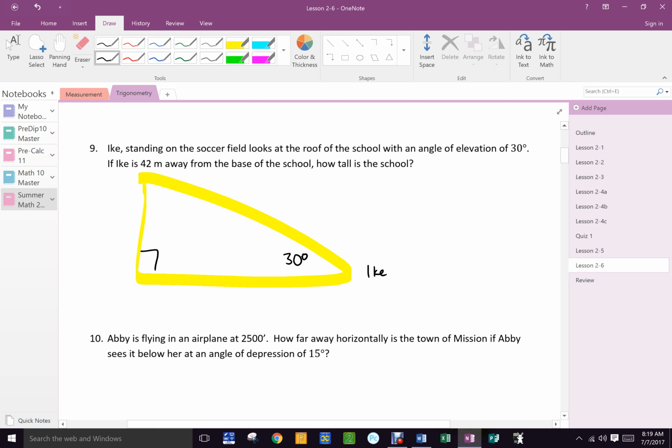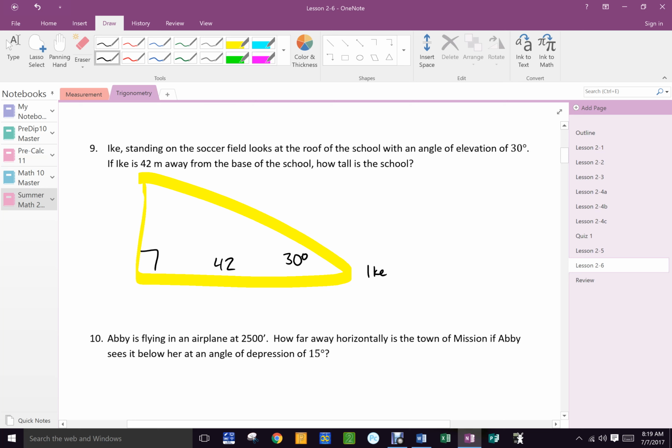What else do we know about this triangle? Ike is 42 meters away from the base of the school. From the base of the school. The base of the school is the bottom of the school, right? Is he 42 meters away on the ground or is he 42 meters away up in the sky? On the ground, so that's X, right? So that's 42. Now, can you do the trig?